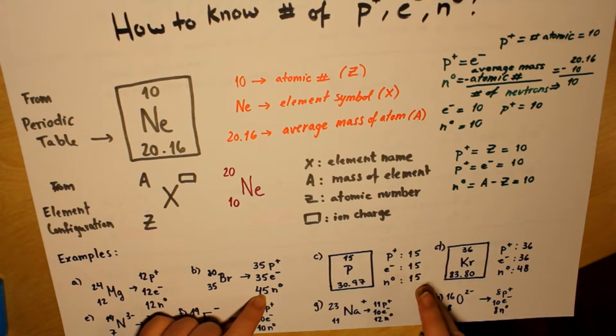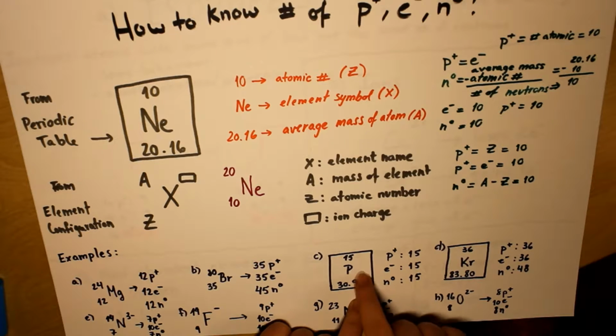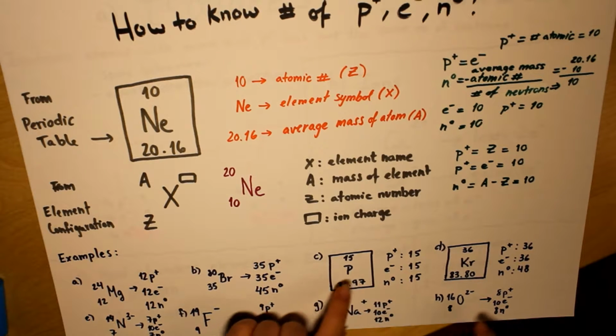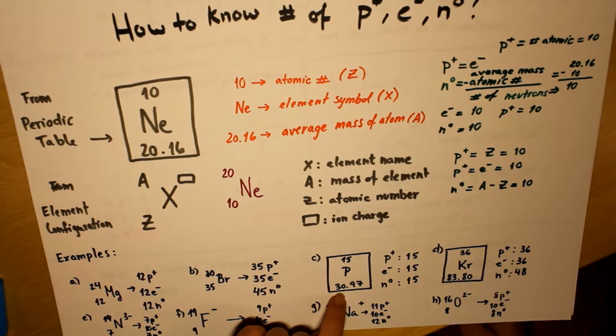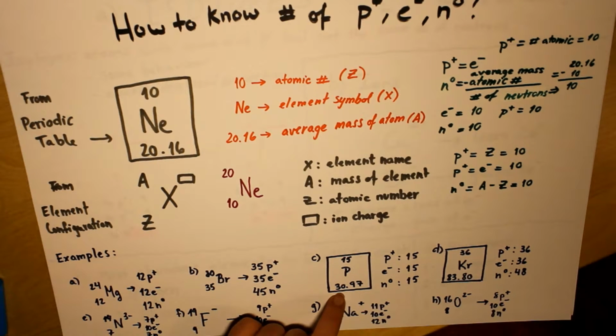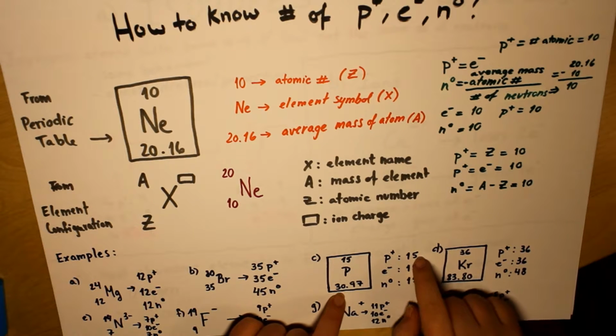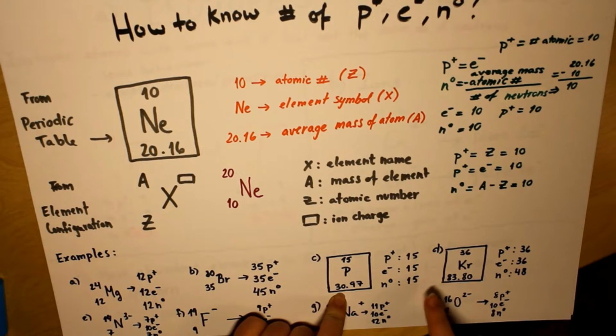Now, let's try it with elements from the periodic table. So this is phosphorus. Phosphorus's atomic number is 15. Its mass is 30.97, so what we're going to do is round it up to 31. So the number of protons is 15, the number of electrons is 15, and the number of neutrons is 16.